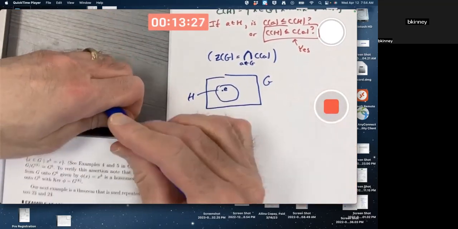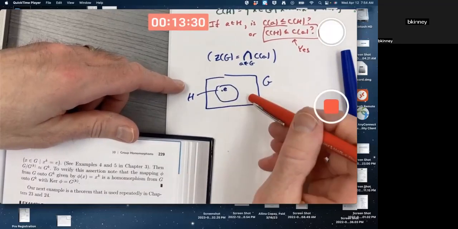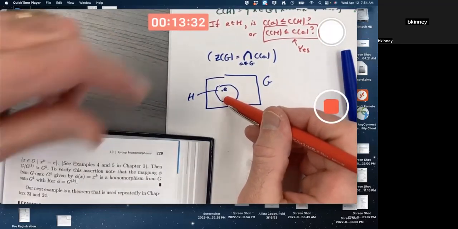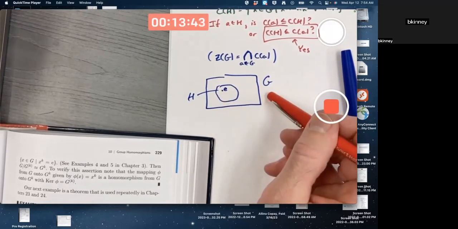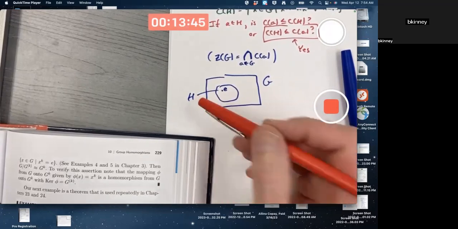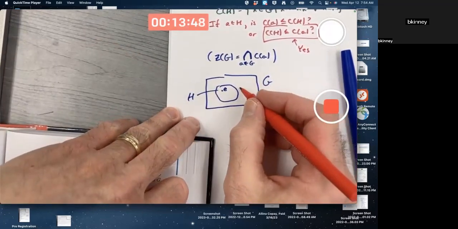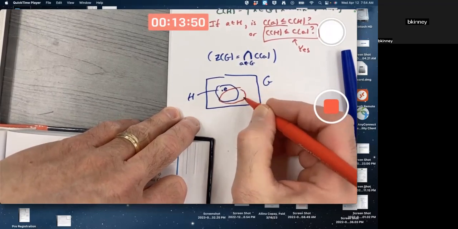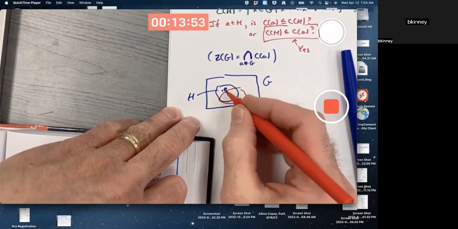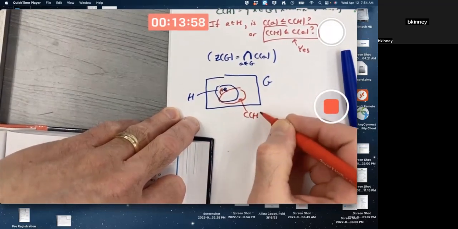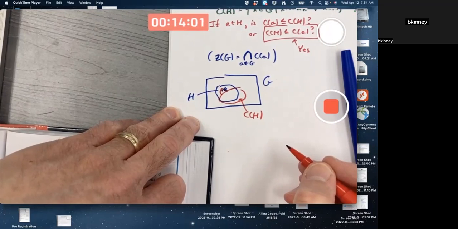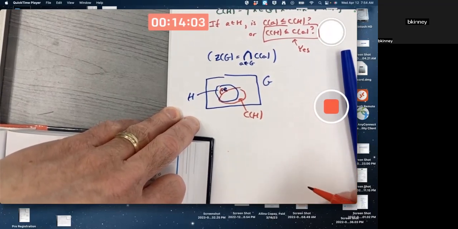The centralizer of H is everything in G that commutes with everything in H. Guess what? That doesn't have to include everything in H itself, right? H itself might not be abelian as a subgroup. G may not be abelian and H may not be an abelian subgroup. The centralizer of H, well, okay, I got to make sure I include E. It is going to include E. It may not be a subset of H, though it will include E for sure.